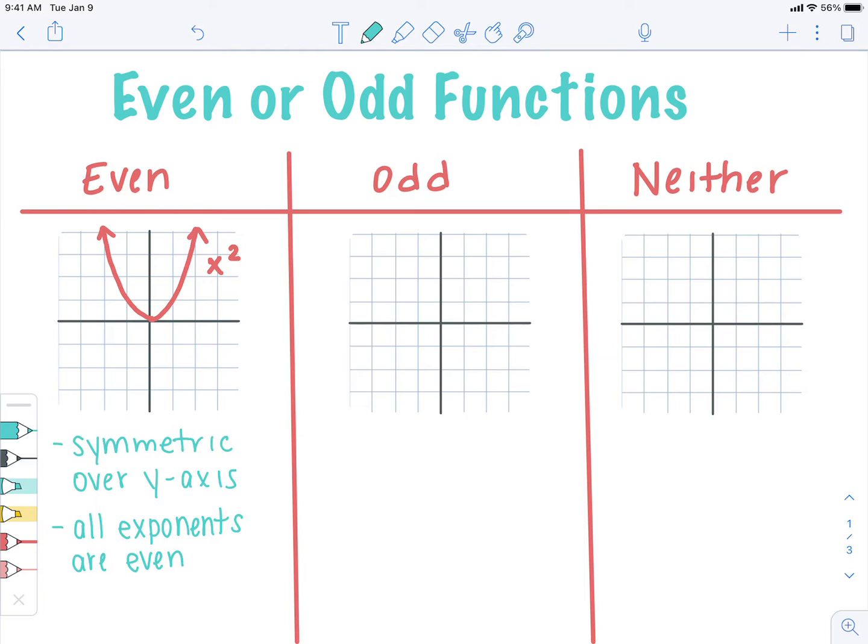So we consider our constants to be classified with our even functions. A constant, remember, is just a plain old number. And the reason we can have constants in even functions is all our constant is going to do is move it up and down, right? That's the number we add or subtract at the end. So if I move the function up or down, it's still going to be symmetric over the y-axis. So here, constants are okay.